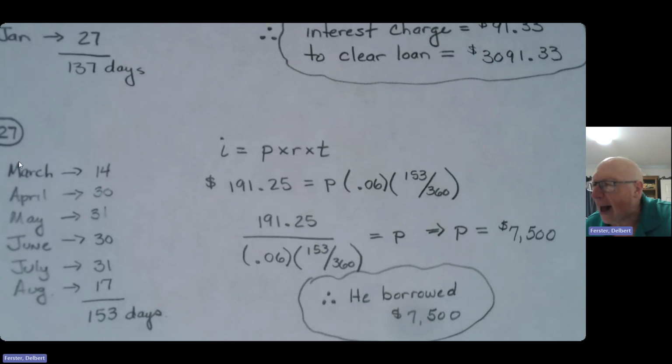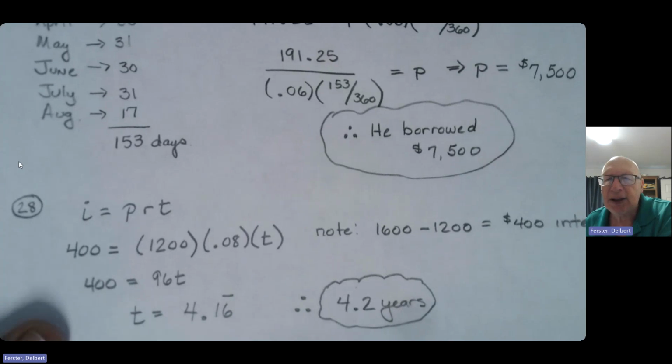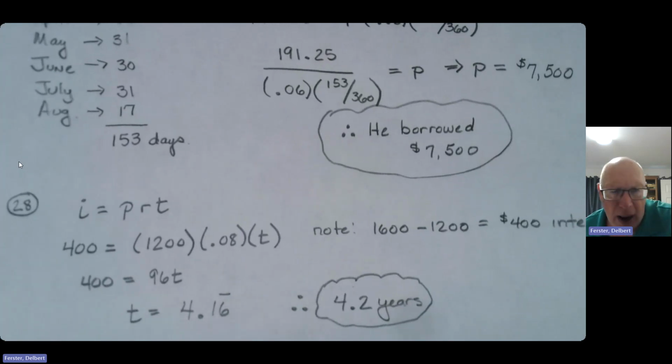Problem 27, out and done. 28 continues that attack and asks us to find out how much time went by. They didn't give us the interest charge, but we were able to find it.